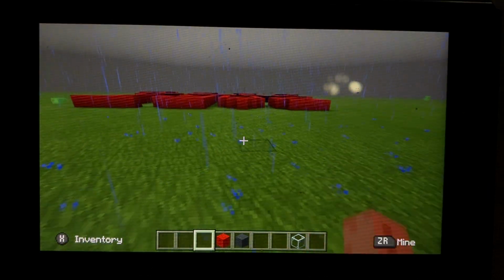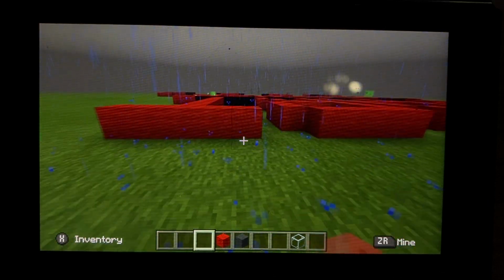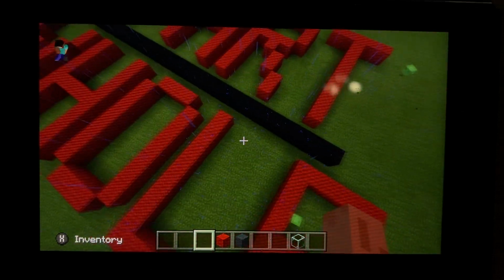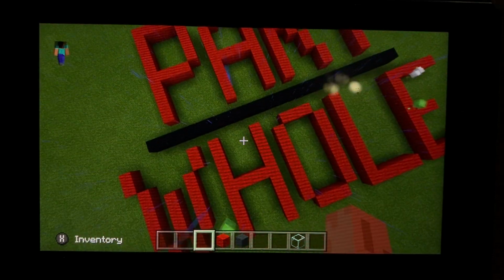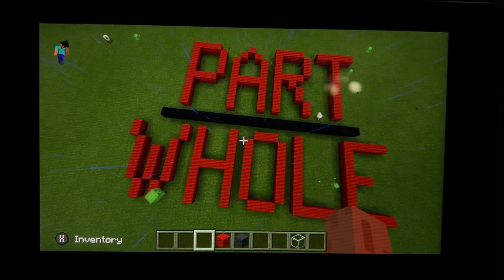So I'm going to be using a video game that I'm sure a lot of you are familiar with, and that is Minecraft. So the first thing that we're going to talk about when we talk about fractions is that a fraction is a part to whole relationship.